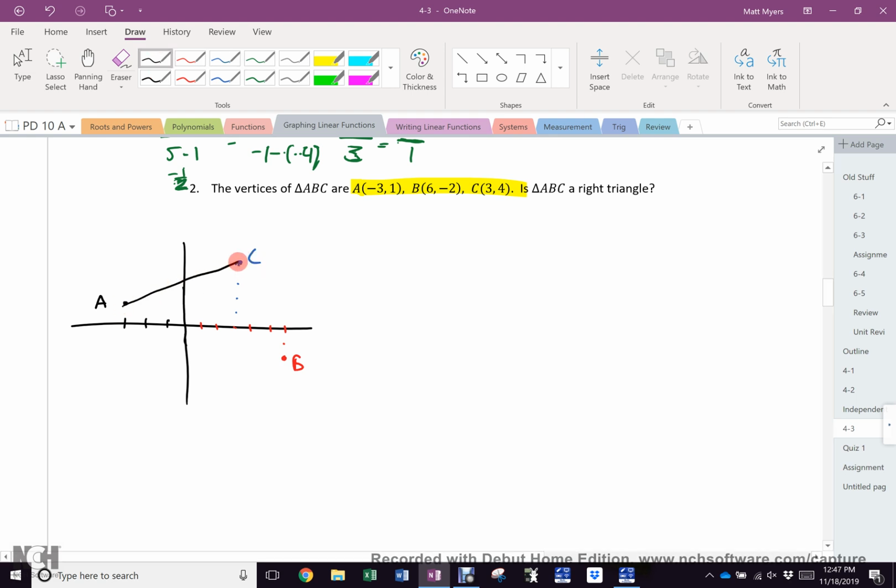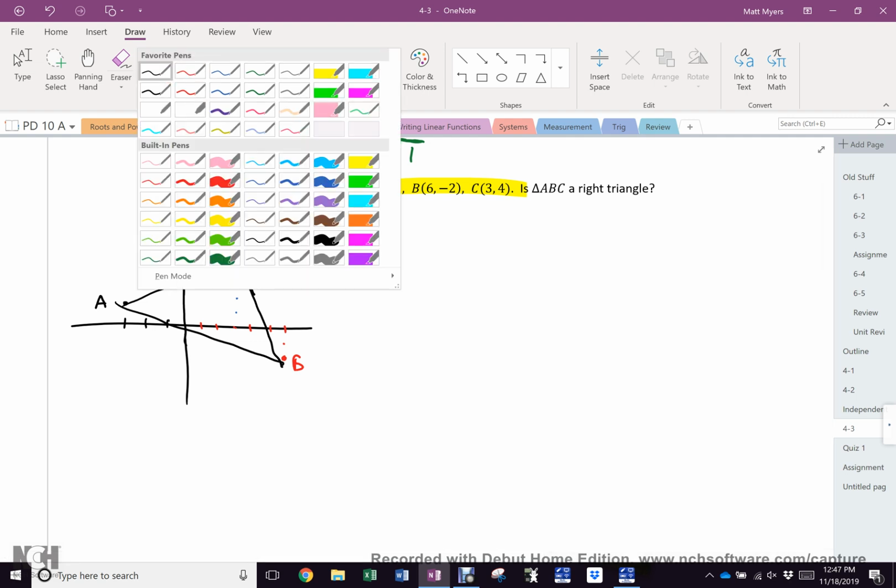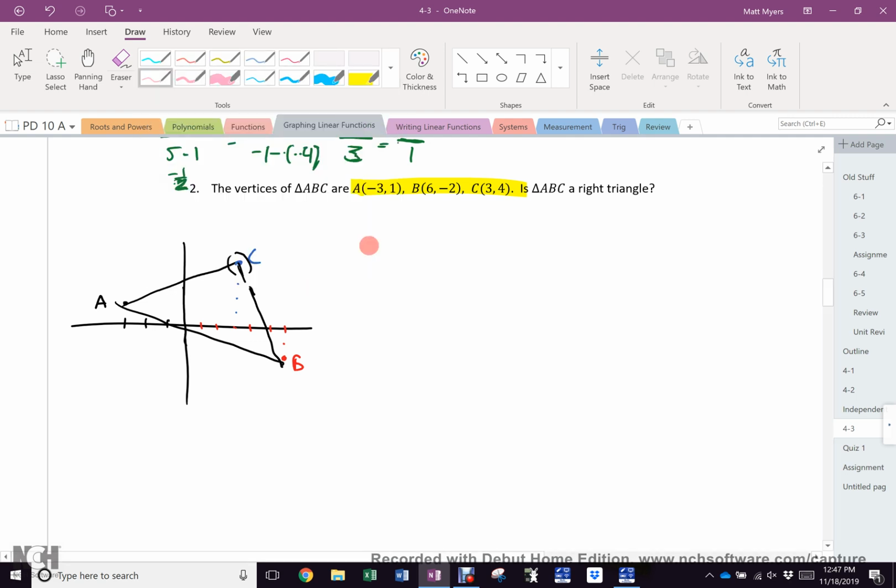Now, which is the only even possible 90-degree angle? Right there, yes? So what are the only slopes I have to check? I got to check the slope of, what's this line? AC. And I got to check the slope of BC. And if they are negative reciprocals, is this a 90-degree triangle?